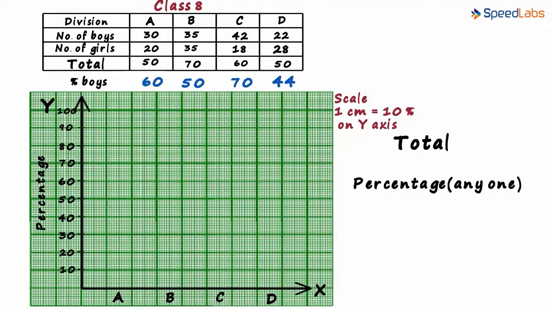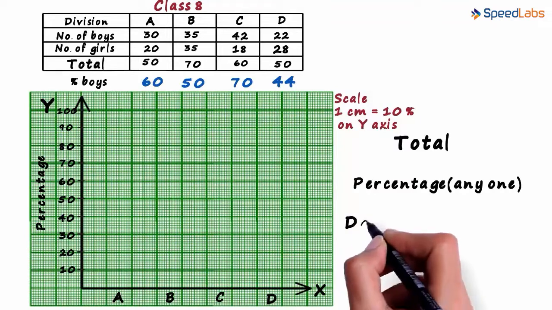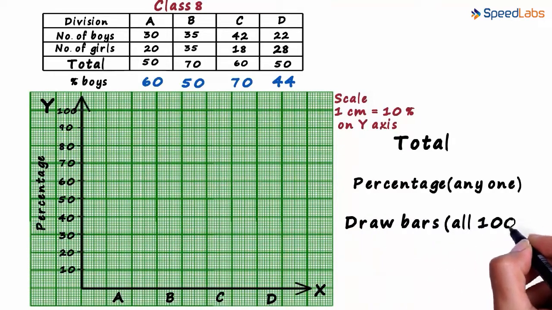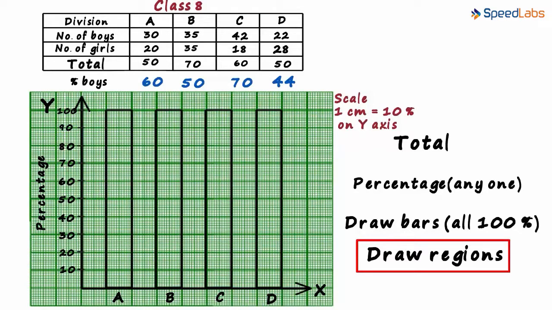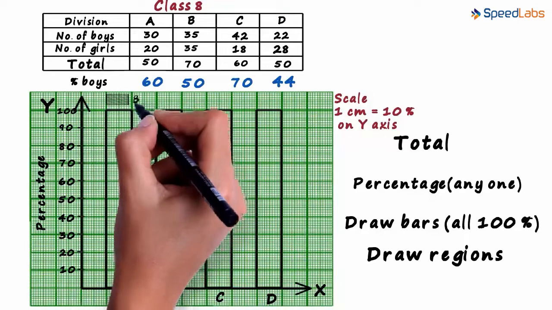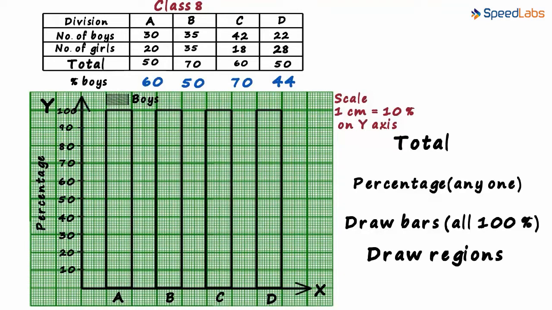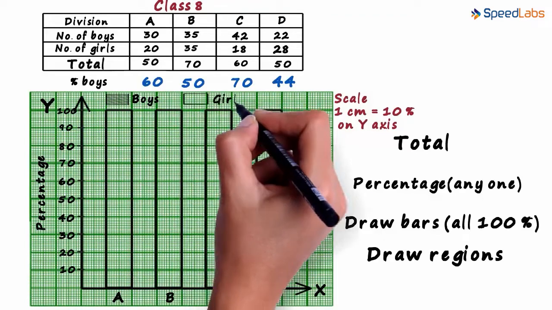In the percentage bar graphs, the bars are all of the same heights. So for 4 divisions, we draw 4 bars of length 10 centimeters each. 1 bar for each division. And to represent the percentages, we draw the shaded and unshaded regions. But first, we need to mention which region represents what category. Let the shaded region represent boys and let the unshaded region represent girls.